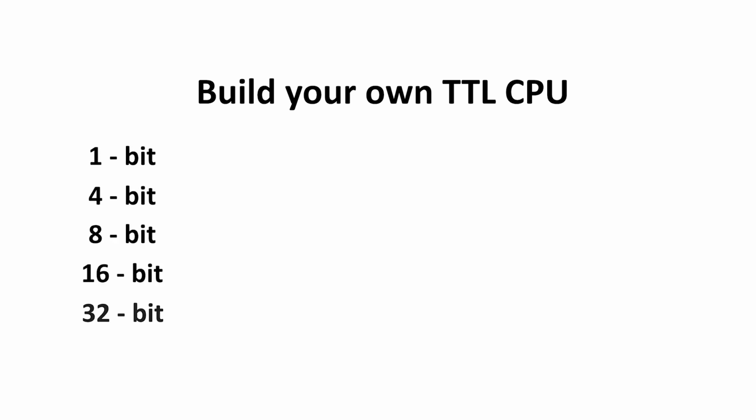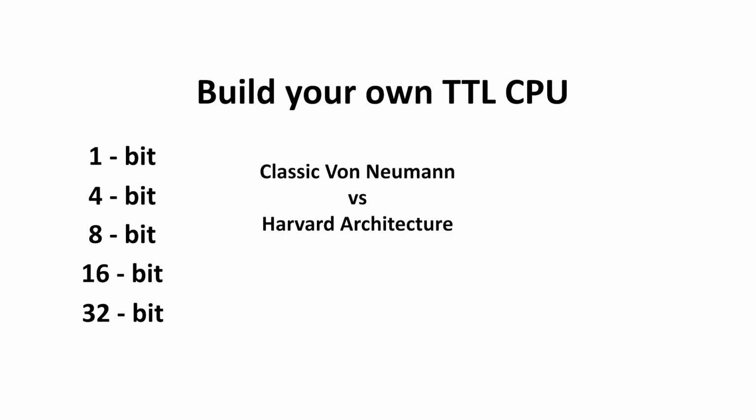When you decide to build your own TTL CPU, there are a number of decisions to make. Should I use a 1-bit, 4-bit, 8-bit, 16-bit, or 32-bit bus? Other bus sizes are possible, but these seem to be the most common ones. The next decision is to use a classic von Neumann architecture versus a Harvard architecture, or to use a RAM machine which is close to Alan Turing's original definition.